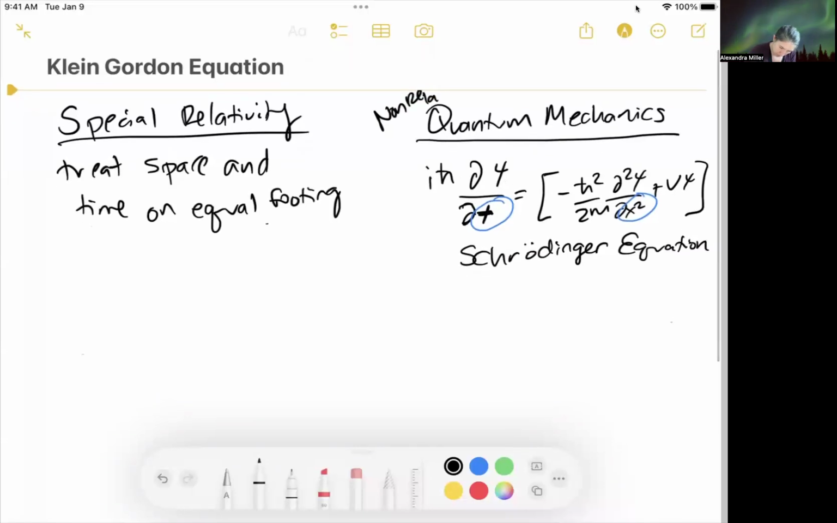Non-relativistic quantum mechanics. Okay, I'll just write NR. And so what physicists wanted to do was to develop some new framework which still obeyed the axioms of quantum mechanics and had the symmetries of special relativity. And these early efforts led to what is known as the Klein-Gordon equation.